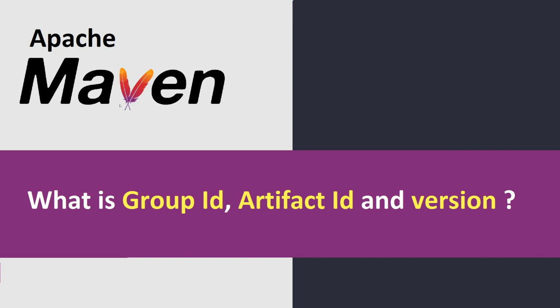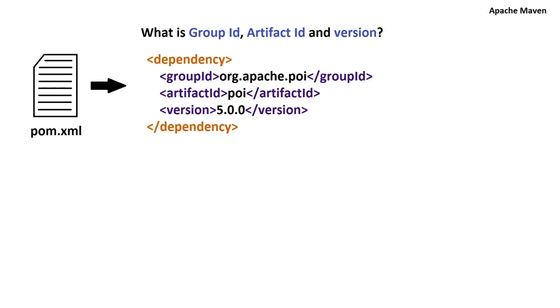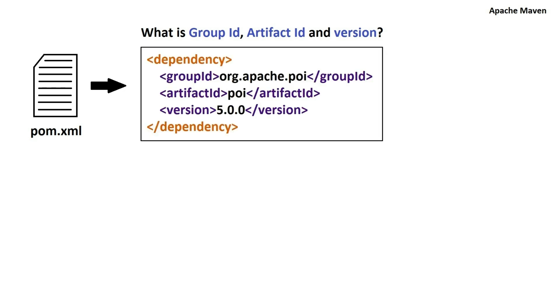Hi, in this video, we will come to know about what is group ID, artifact ID, and version. In the pom.xml file, we are adding the dependencies with groupId, artifactId and version XML tags. Let's see what they are.